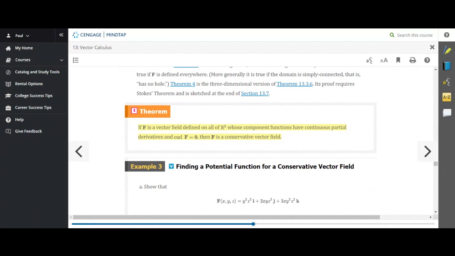And therefore you can't apply the fundamental theorem of line integrals to compute the work that vector field would do in moving a particle from an initial point to a terminal point in the field. So there's the theorem that we were just talking about.